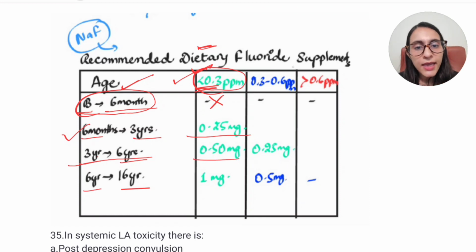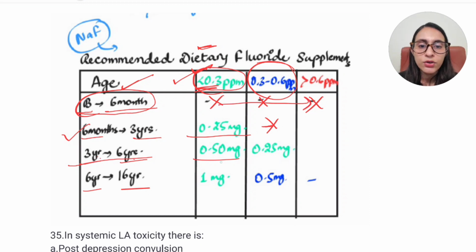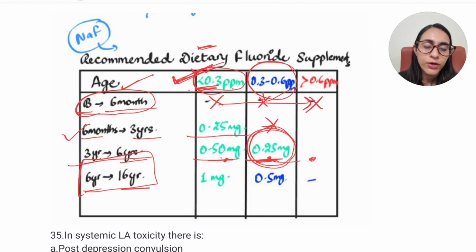Now see, if the area contains fluoride of 0.3 to 0.6 ppm, then for a 6 months to 3 years child, we need not give any fluoride supplement. For birth to 6 months, we need not give any fluoride supplement. And for 3 years to 6 years, if you increase the fluoride content, you can decrease the dietary supplement of fluoride. So you have reduced it to half. That is, if it is 0.3 to 0.6 ppm in the area, then you can give a dietary supplement of 0.25 mg of fluoride.